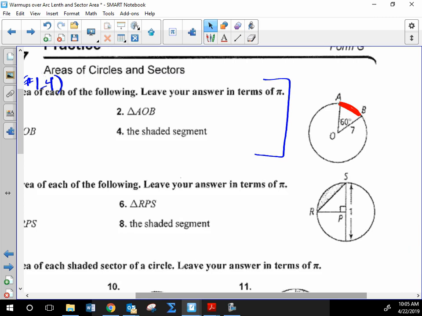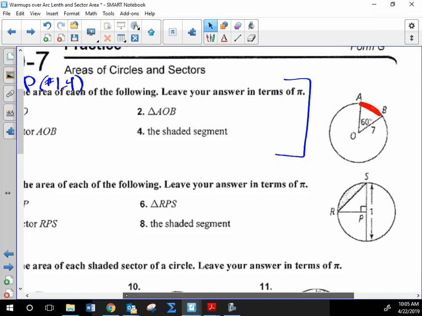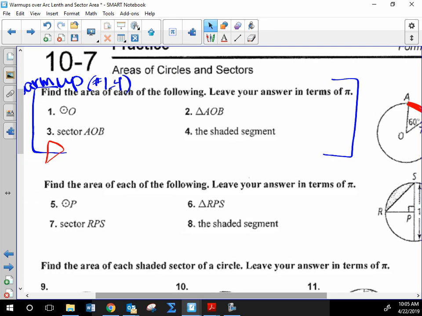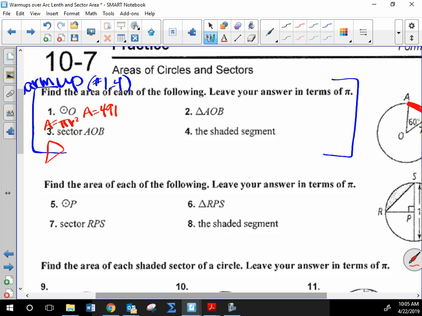Okay. So first of all, let's go and do our area formula for a circle. What is our area formula for a circle? Pi r squared. Pi r squared. So our area for circle O would be 49 pi units squared. All right. Now for number 2, it says triangle AOB.